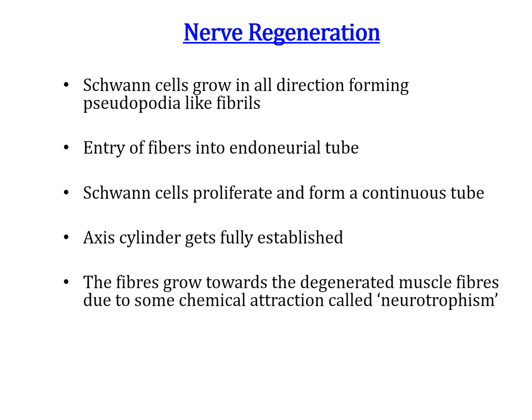Nerve regeneration. Schwann cells grow in all directions, forming pseudopodia-like fibers. This is how a nerve is going to regenerate. Fibers enter the endoneurial tube. Schwann cells proliferate and form a continuous tube. The axis cylinder gets fully established. The fibers grow towards the degenerated muscle fibers due to a chemical attraction called neurotrophism.